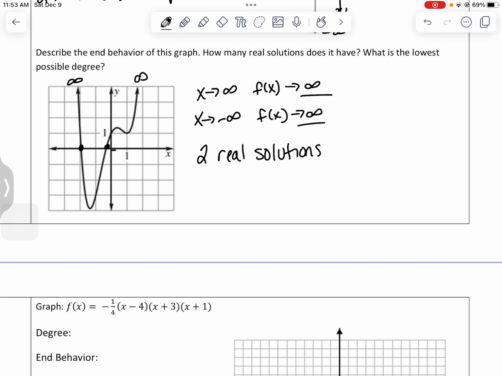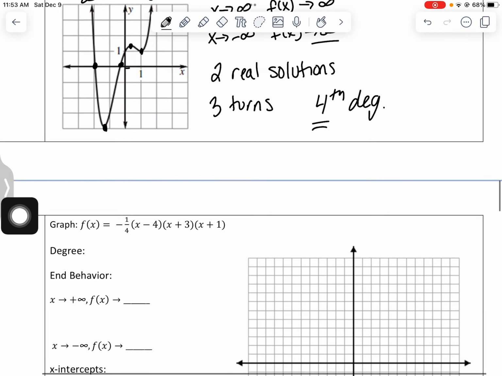And then what is the lowest possible degree? Since it has 1, 2, 3 turns, or 1, 2, 3 local max and minimum values, 2 minimums and 1 maximum, it has 3 turns, which means the lowest possible degree would be 4th degree. And it would have to be an even degree based off the end behavior. It could be a degree of 6, it could be a degree of 8, but the lowest degree it could be is 4, which means it couldn't be x squared because it has too many terms, and x squared would only be able to have one term.